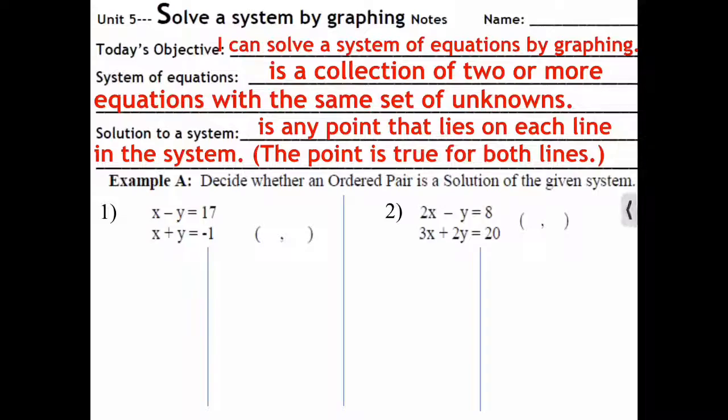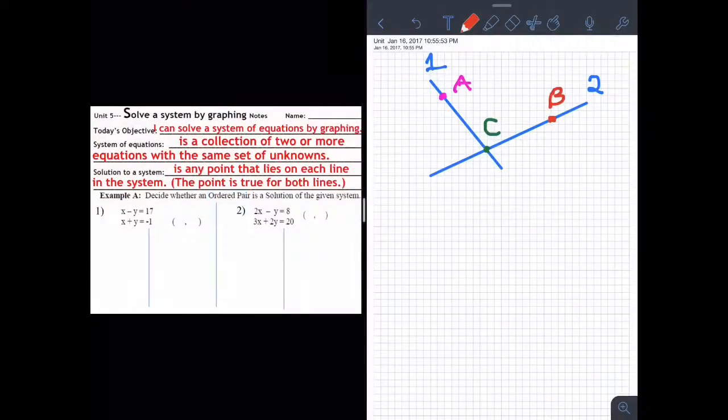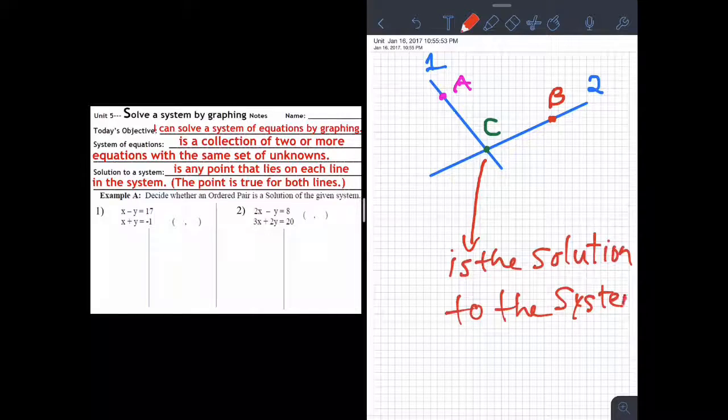Now, what do I mean by that? So let's take a look at this little diagram I drew. Now, A would only be a solution to 1 because it only lies on 1. B would only be a solution to 2 because it only lies on 2. Now, C is the only one that is on both lines, so that one is the solution to the system.